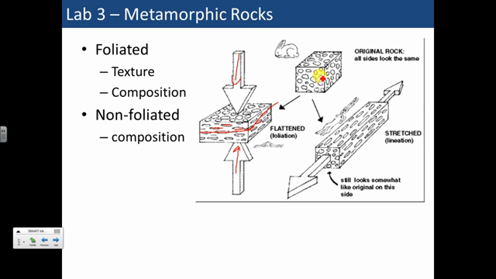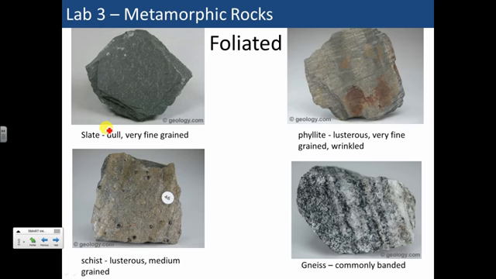If the rock contains no alignment, so we might come up here to the top box, where the rabbit is, there's no stress there, so we're not going to get a foliation. We're just going to get coarsening of grains as we subject the rock to higher temperatures, and that's a non-foliated rock.